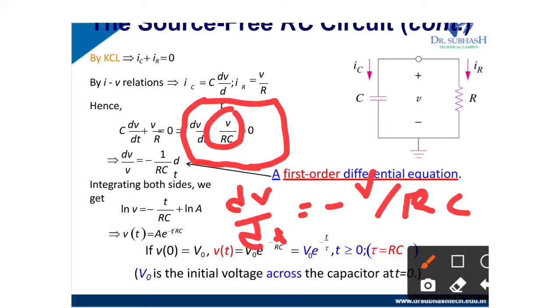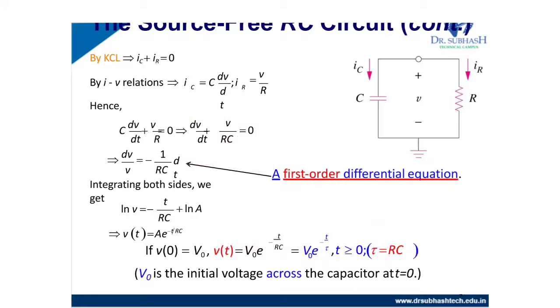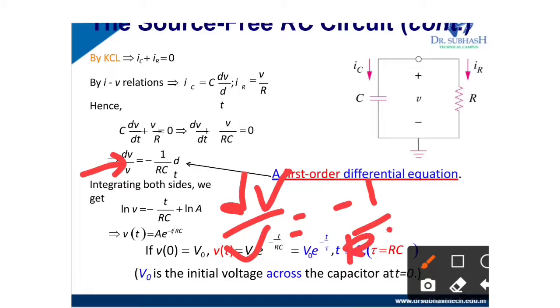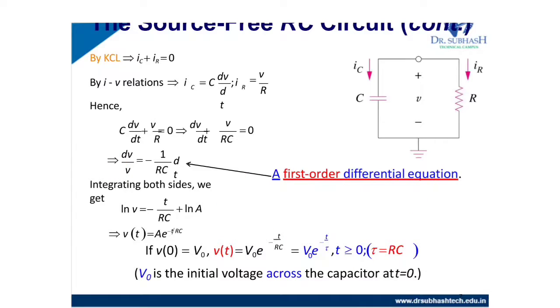Now the terms dV and V we will put on one side of the equation and dt by RC on the other side. So dV by V equals minus 1 upon RC dt. So it is the first order differential equation for a source-free RC circuit.